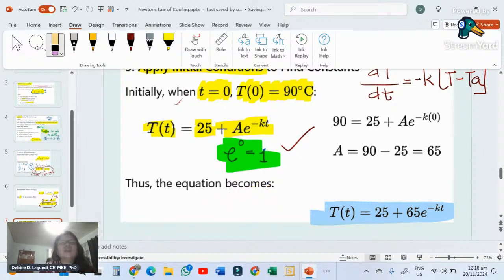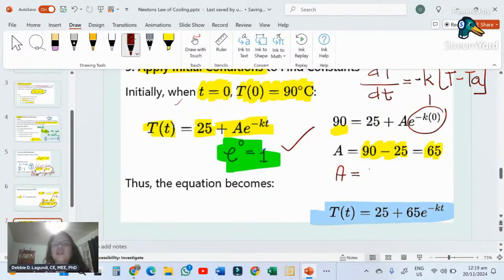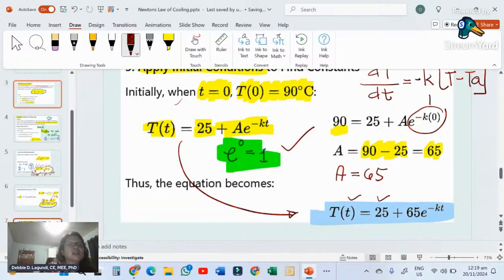That's why here 90 was there already, 25 was transposed, so you have 65. And then where did this go? That is already equal to 1. So you found that A is equal to 65. So substituting the values in our working formula, T sub t is equal to 25 plus 65 e to the negative kt. Now, we must know what k is so we can calculate the time for the coffee to go down to 50 degrees Celsius. Let's have the next slide.